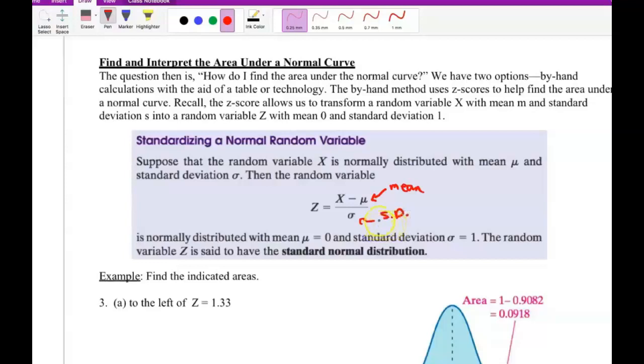So what the z-score is, I'm writing that here. What that means is how many standard deviations from the mean. So that is what the z-score means.